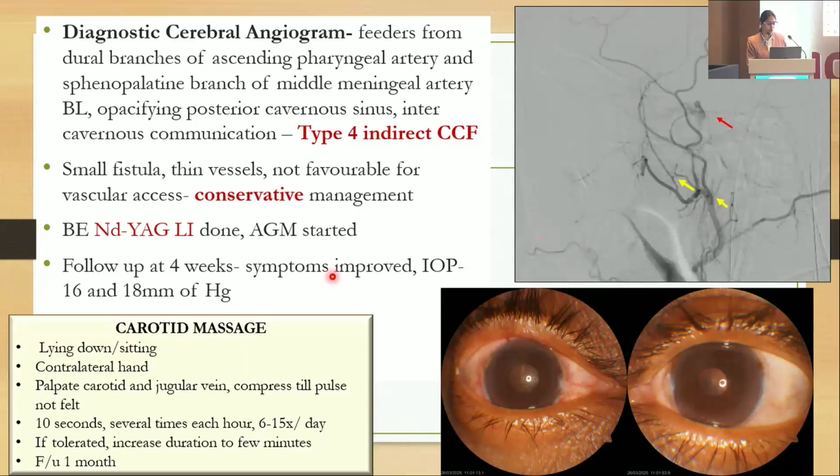So she was advised at home to do carotid massage to herself using the contralateral hand, occluding the pulse of the carotid for around 10 seconds. This is to be done 6 to 15 times a day. After 1 month she was followed up and she responded very well to the conservative management, and the corkscrew vessels and all have reduced.